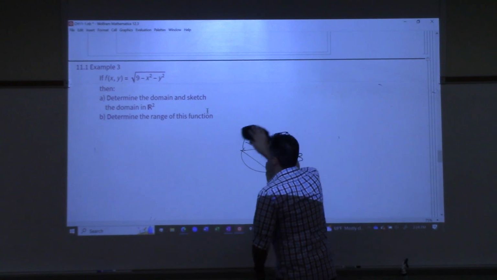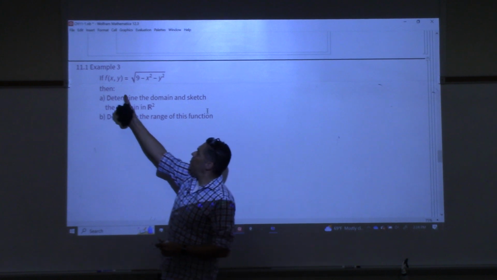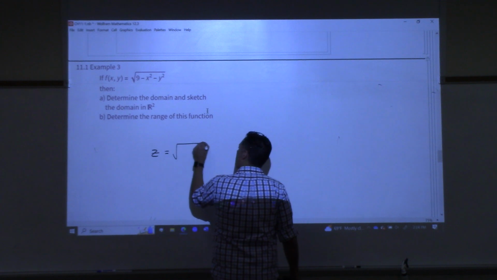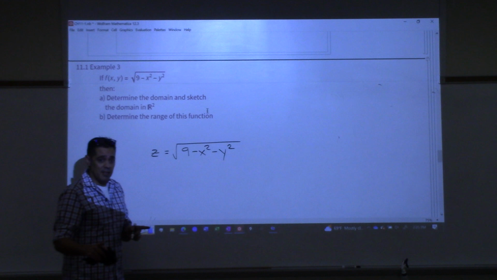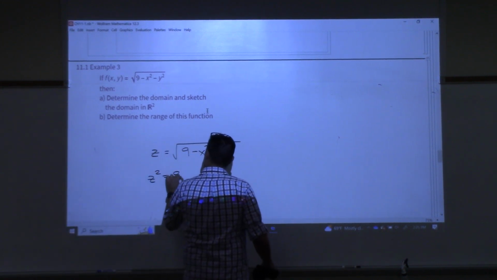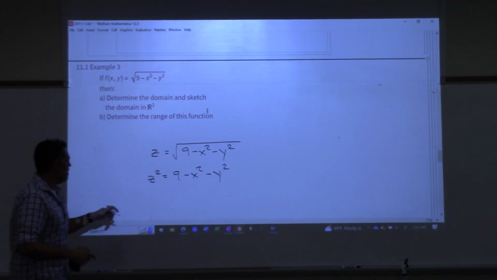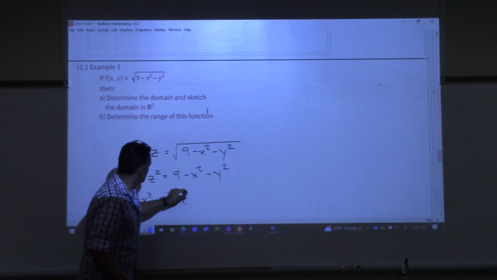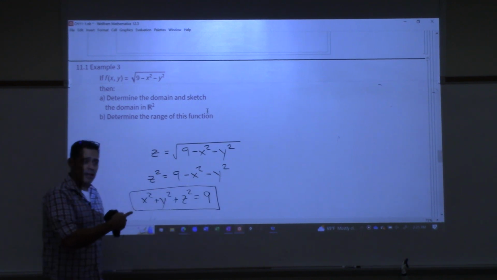Check this out. Look at the original equation, or original function. Didn't we say that this right here is just the z value? Okay, so if I replace the left side with z, and now I square both sides of the equation, I get z squared equals 9 minus x squared minus y squared. And if I move all my variables to the left side, I get x squared plus y squared plus z squared equals 9. And that's the equation of a sphere of radius 3, isn't it?